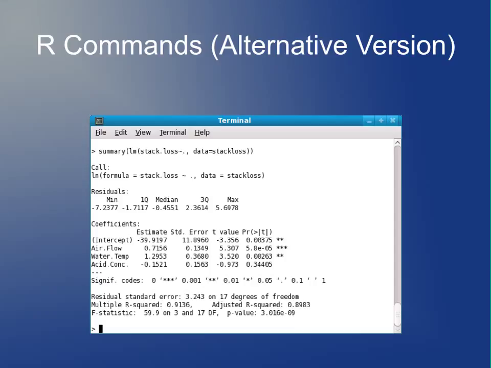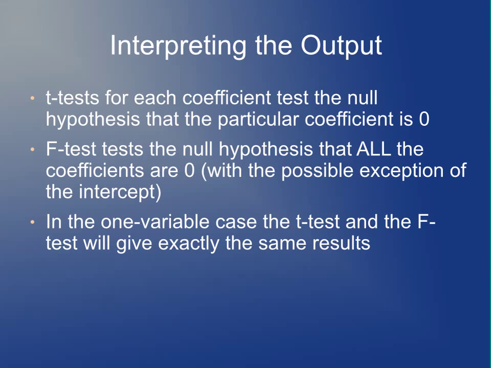Similarly, the p-value for water temperature isn't quite as strongly significant, but it's still strong enough that you would reject the null hypothesis that it's 0 under any reasonable criteria. Conclude that a higher water temperature is associated with greater stack loss. Acid concentration, however, with a p-value of 0.34, we fail to reject the null hypothesis that that coefficient is equal to 0.